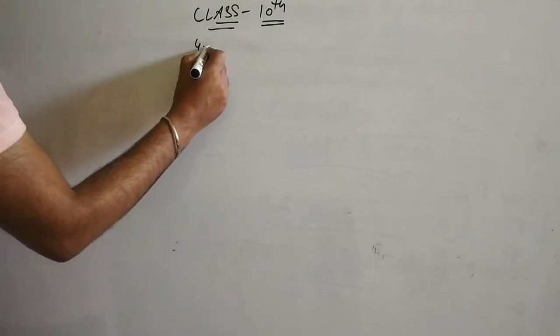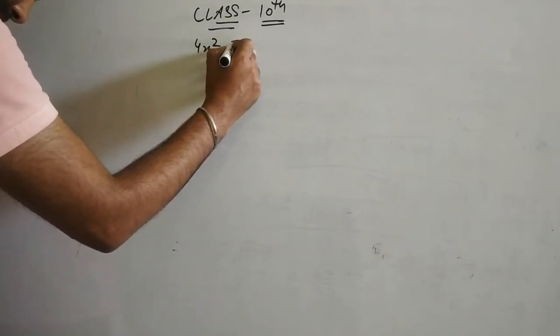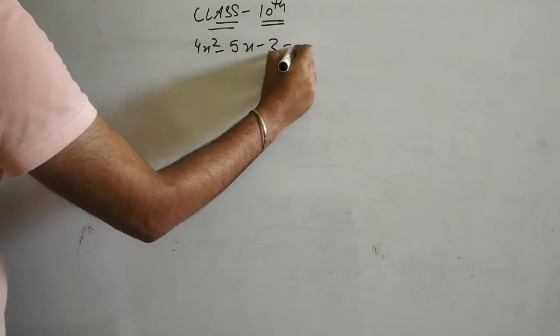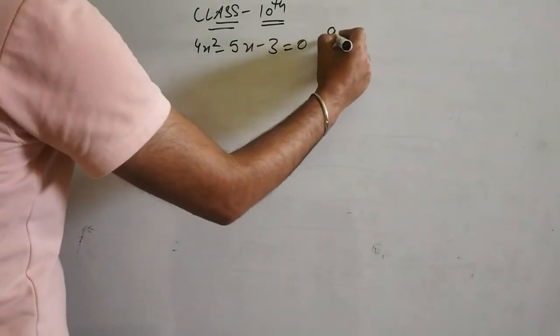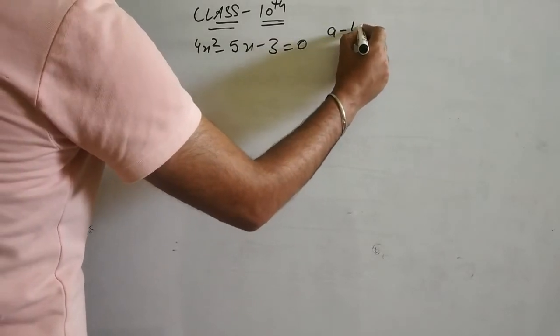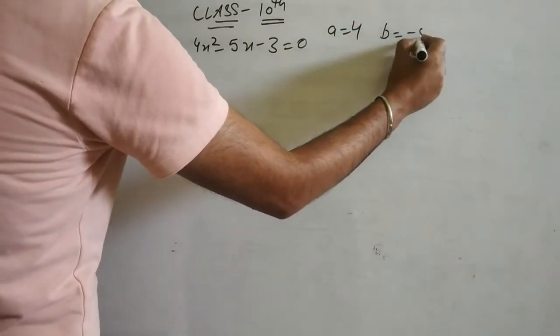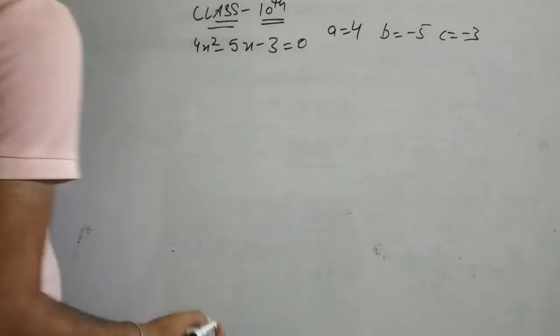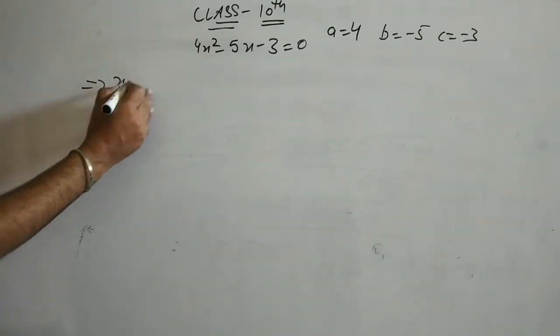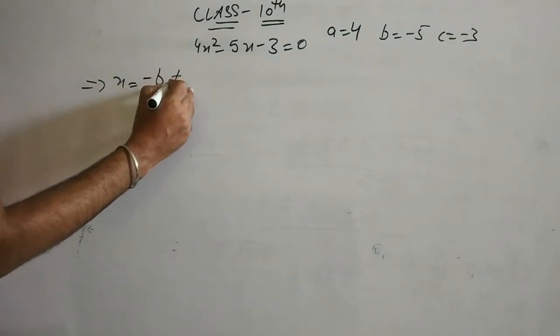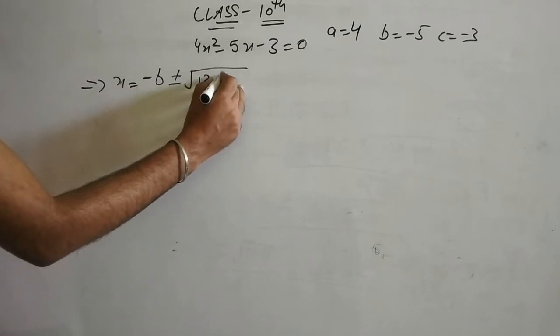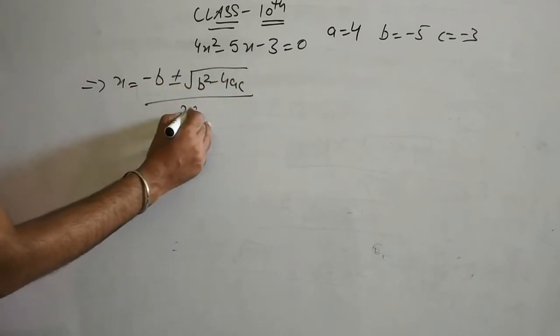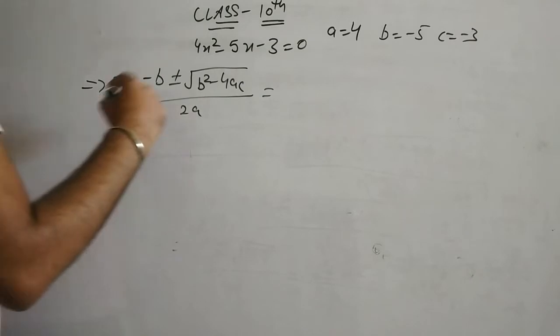So I have taken another problem, that is 4x square minus 5x minus 3 is equal to 0. Again by comparison, the value of a is 4, the value of b is minus 5 and the value of c is minus 3. Write the formula first: x is equal to minus b plus minus under root b square minus 4ac over 2a.